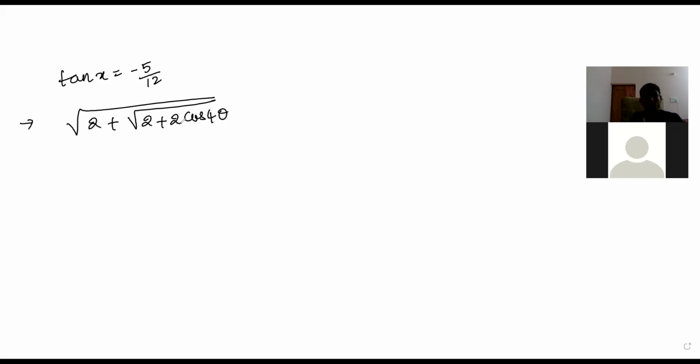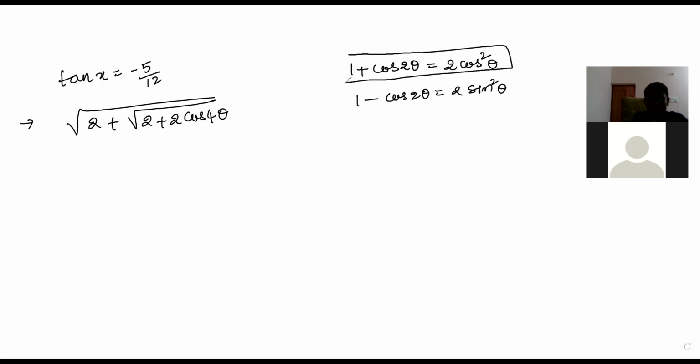This is easy now. Yes or no? This is no. I told you, 1 plus cos 2 theta, just before going to exam. This was a very important formula we discussed. 1 plus cos 2 theta is 2 cos square theta. And 1 minus cos 2 theta is 2 sin square theta. Yeah, very important formula this is.